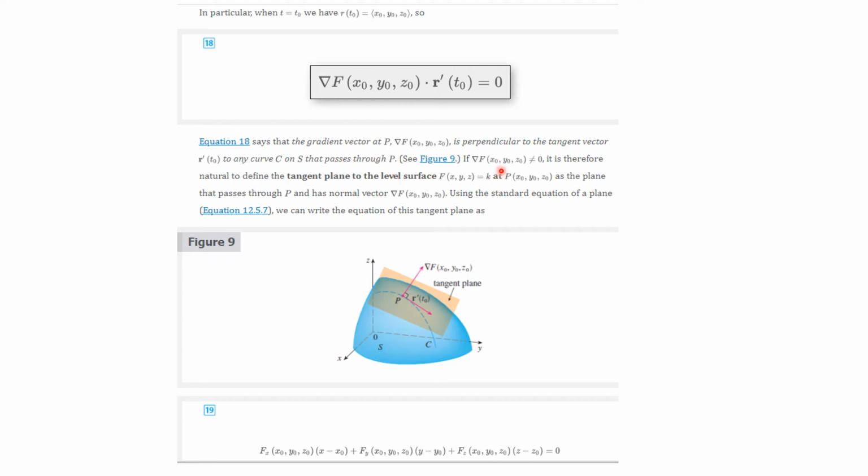So if the gradient does not equal 0, it's natural to define the tangent plane to a level surface as the plane that passes through P and has a normal vector that is the gradient. Here's a picture of what we're talking about. If we use the standard equation of a plane, which we knew from the previous chapter, we get: the partial derivatives evaluated at that point times (x minus x naught), (y minus y naught), (z minus z naught), is equal to 0.